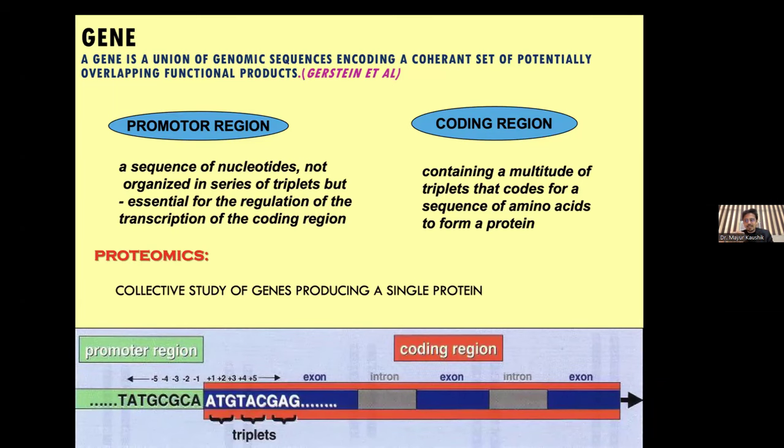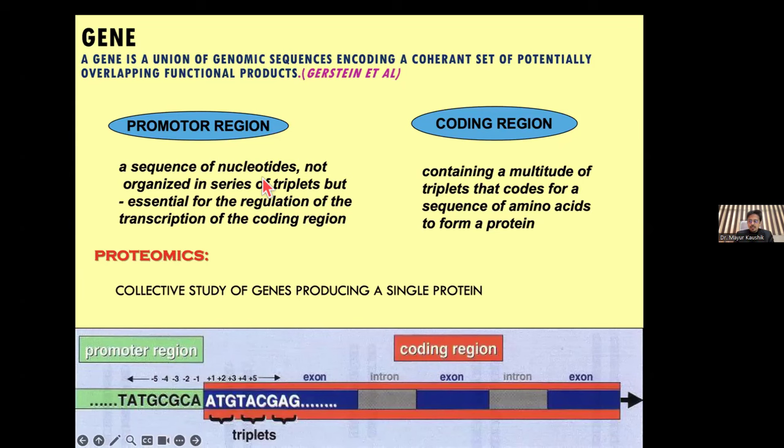Now, this is the part which we haven't read in 12th standard. This is given in Lindhe. I have taken this directly from Lindhe's textbook of periodontology: a gene is further divided into the promoter region and the coding region. The promoter region means that the nucleotide bases, adenine, thymine, cytosine, etc., are not arranged in groups of three. If they are arranged in groups of three, that is the coding region. A combination of three nucleotide bases together is known as a codon.